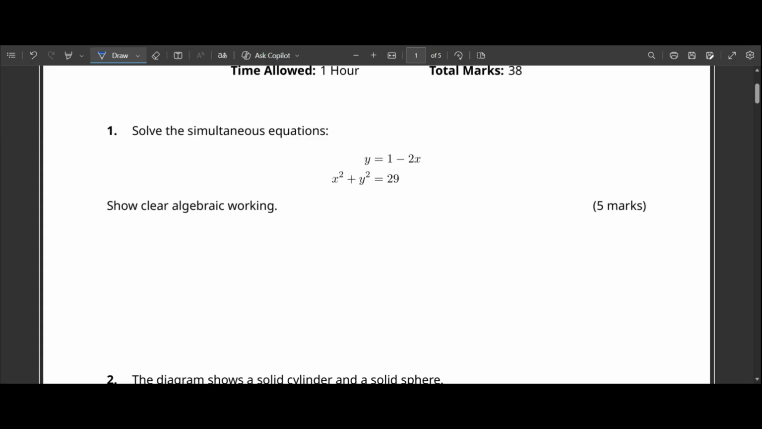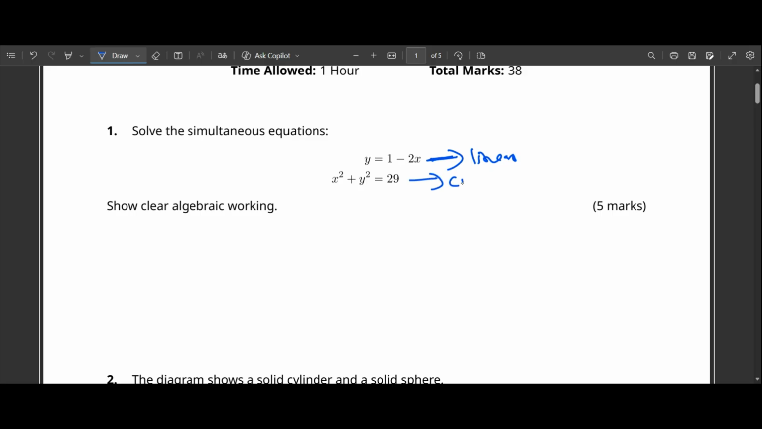First question is solve the simultaneous equation. Simultaneous means, for example, here you see there are two equations. So from the two equations you have to find the x and y. Okay, so this is a linear equation. Linear means it will be x or y. It won't be like x squared, y squared. It will be linear. Linear means x to the power 1, y to the power 1.